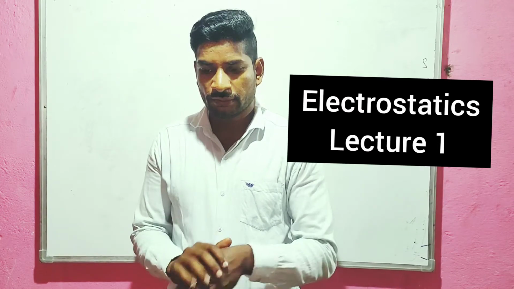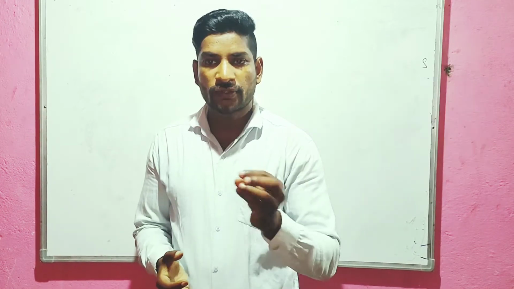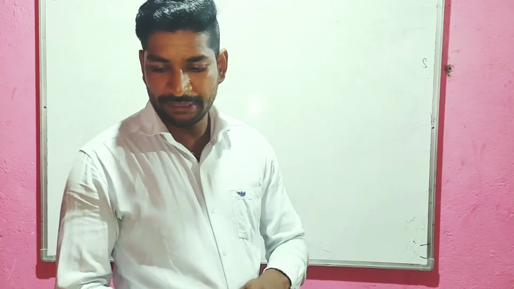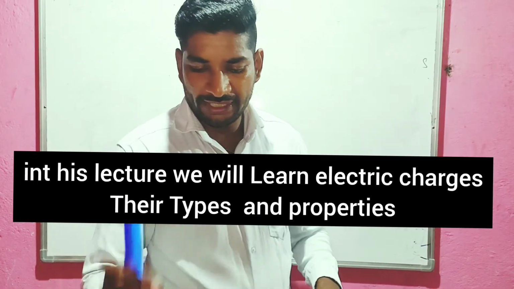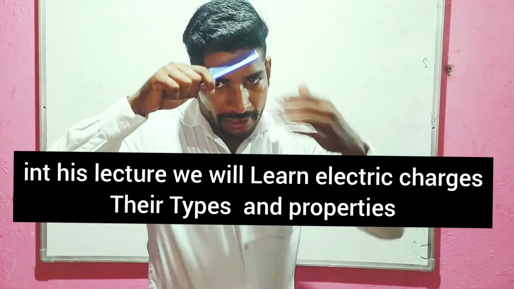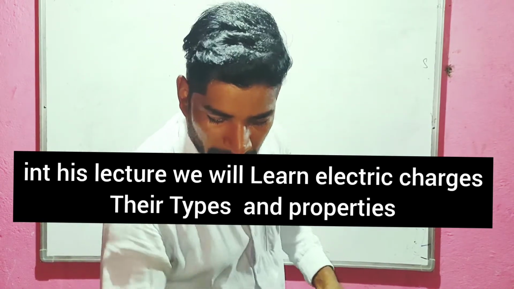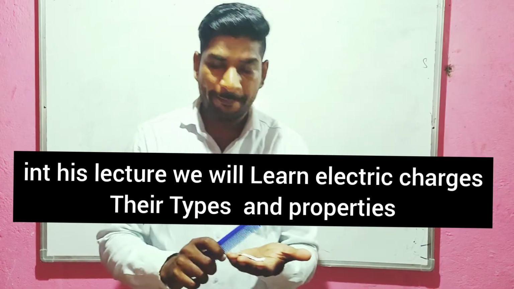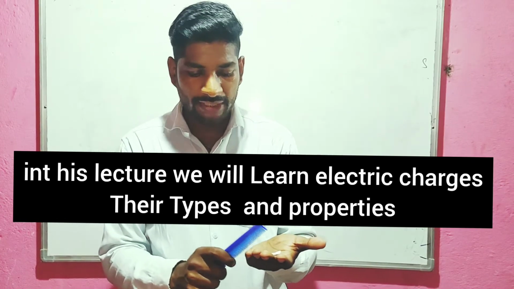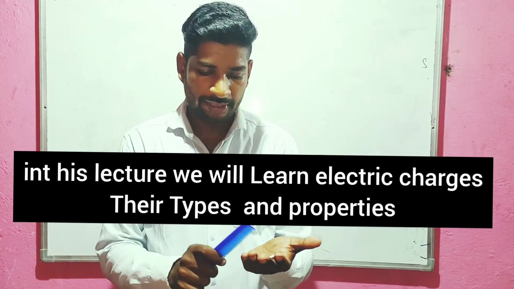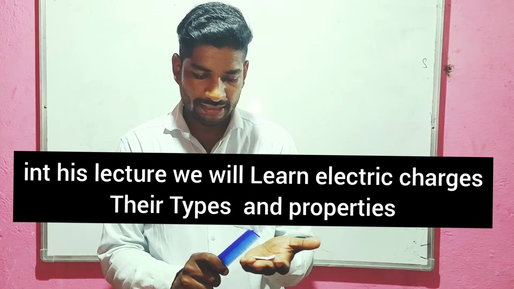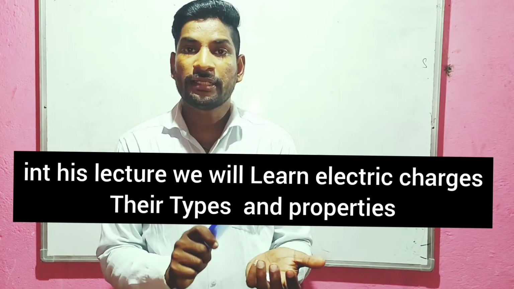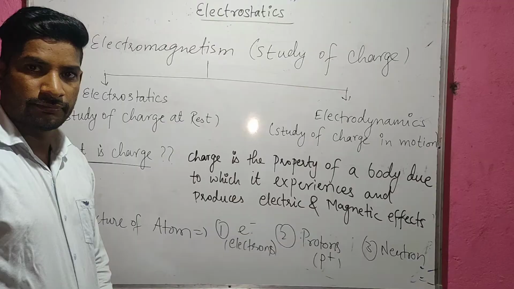The property of some bodies due to which they attract is called electric charge. In our childhood, we did an experiment where we bring a comb towards a paper, and the paper is attracted toward the comb. The property of attraction is studied in electrostatics.